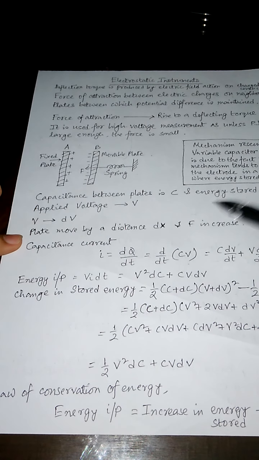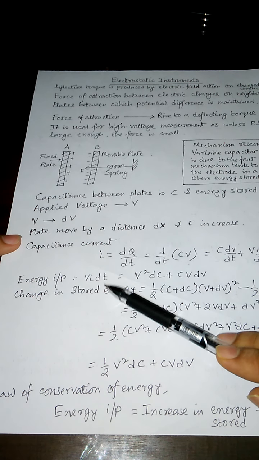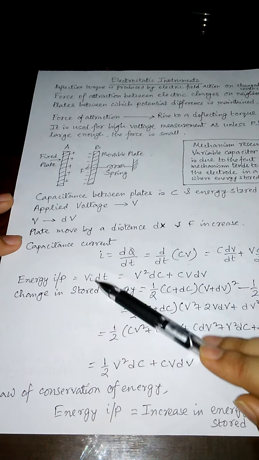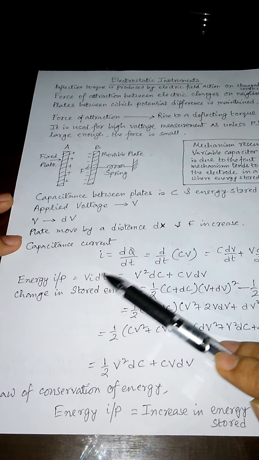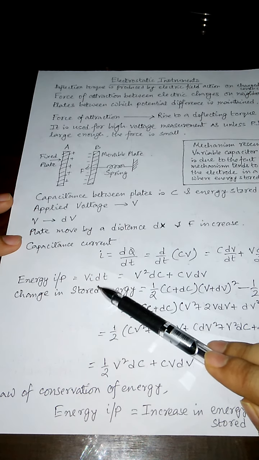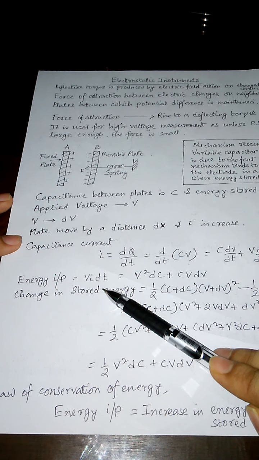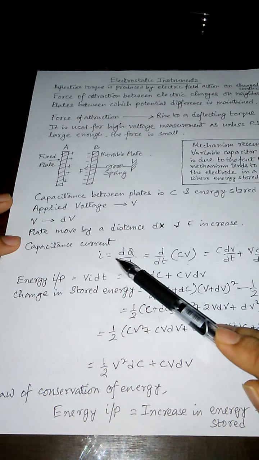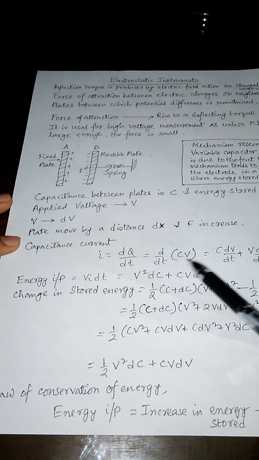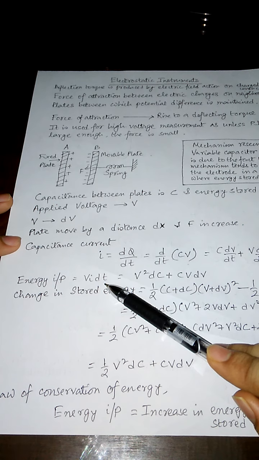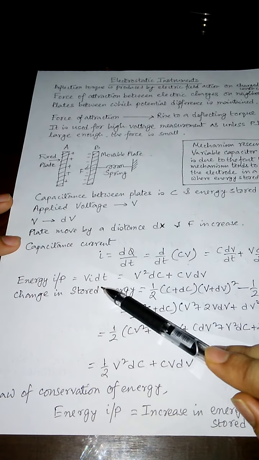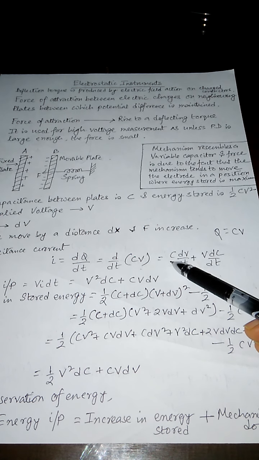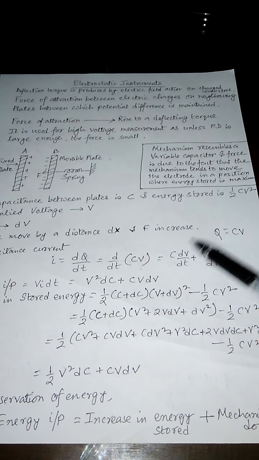Now we know about the energy input. So what is energy input? We know that energy is voltage times current times the time factor. So the energy input will be VI dt. We already have I, so we multiply this factor with V dt to get the VI dt term.